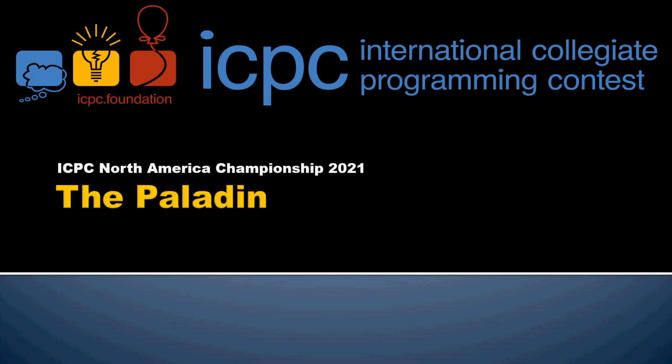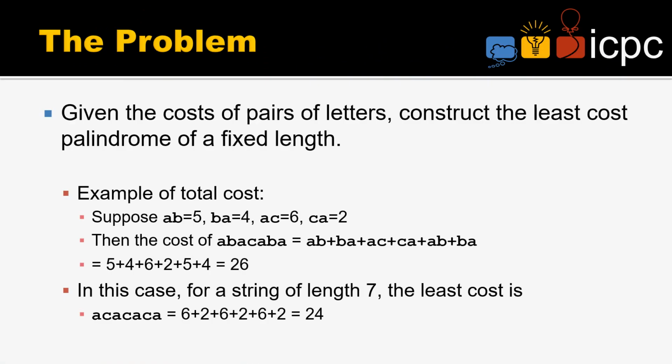The Paladin is one of the easier problems in the set. It is a problem that we expected most teams to be able to get. The problem is, given costs of pairs of letters, which we called runes, construct the least cost palindrome of a fixed length. Now there's an example of the total cost.